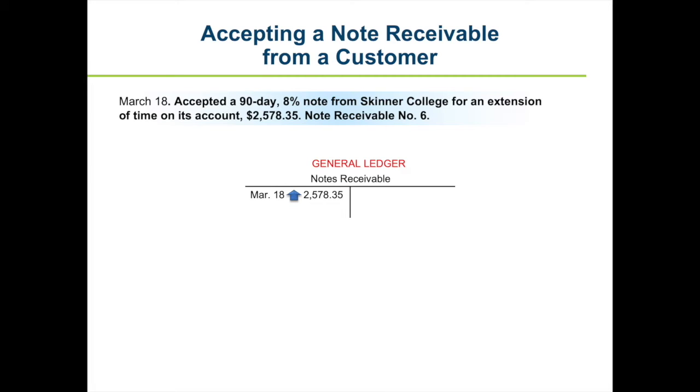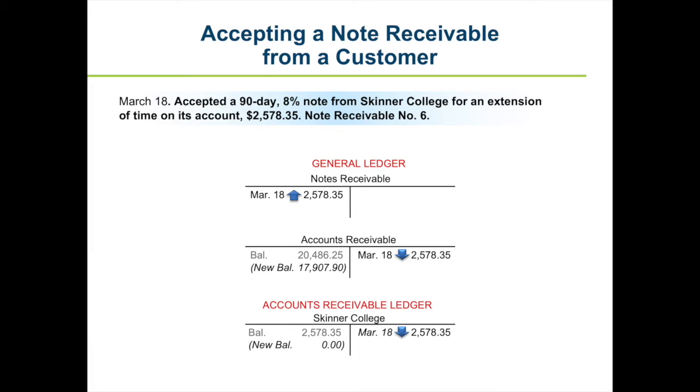What's going to happen is in our general ledger, our notes receivable is going to go up $2,578.35 for the amount of the note, the amount basically that they're borrowing from our business. Accounts receivable is going to go down by the same amount because basically you're transferring the amount from your accounts receivable into a notes receivable, because we are not going to receive that money for maybe 90 days or longer.